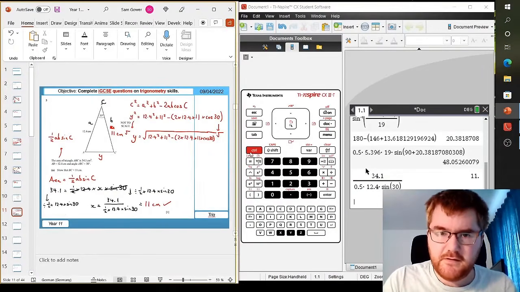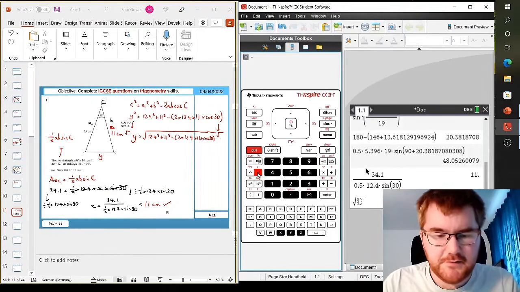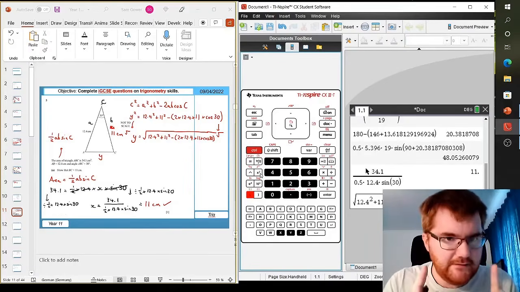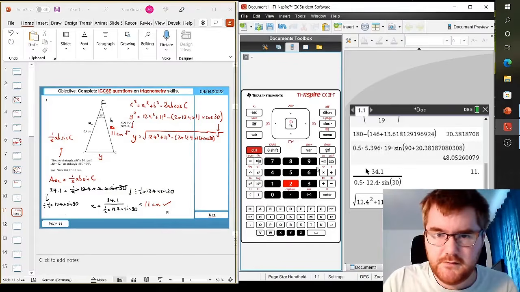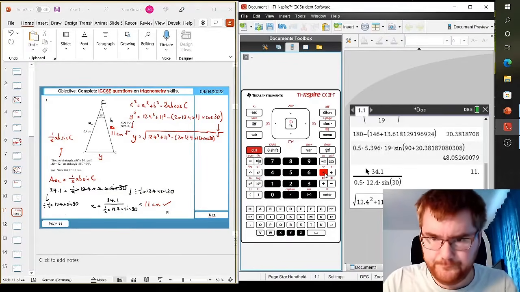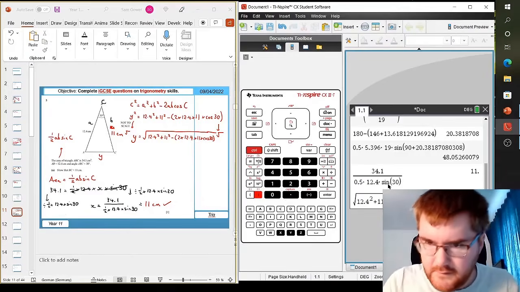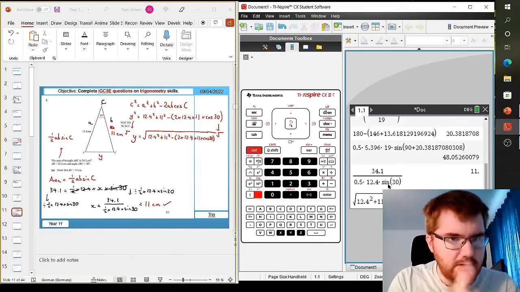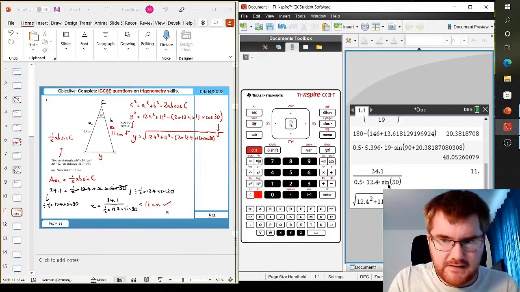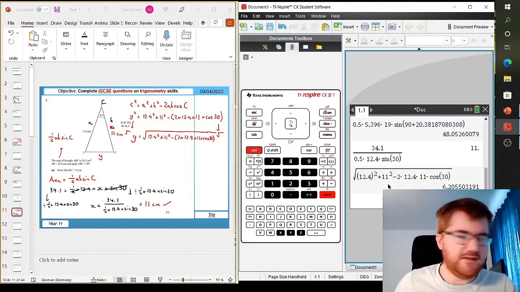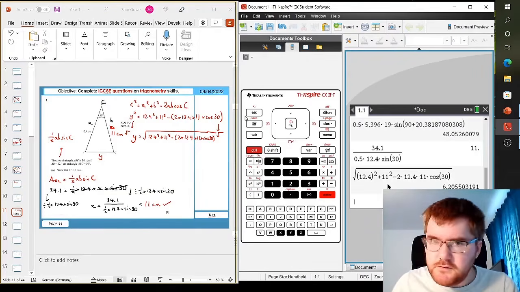So we're going to start with a big square root. It's going to be a big square root by the end. So 12.4 squared plus 11 squared minus, this is where brackets are really, really important, so please do include them, 2 times 12.4 times 11 times the cosine of the angle in between. Okay, hopefully that's all enough brackets there. So always double check. So checking my working here on the left hand side, checking that with what I've just typed in. I press my enter button and I get my answer of 6.21.